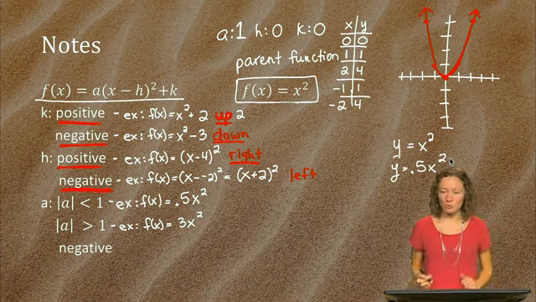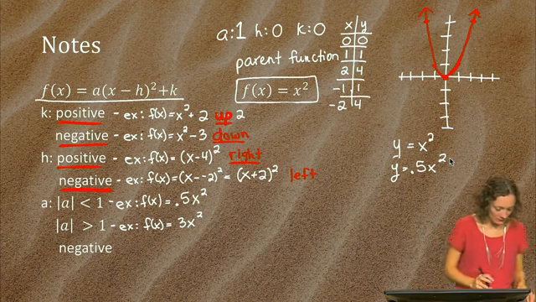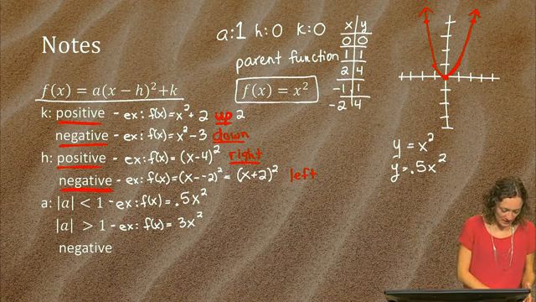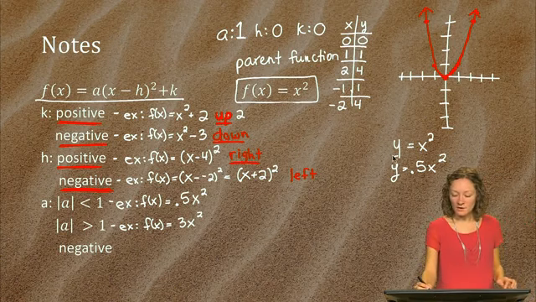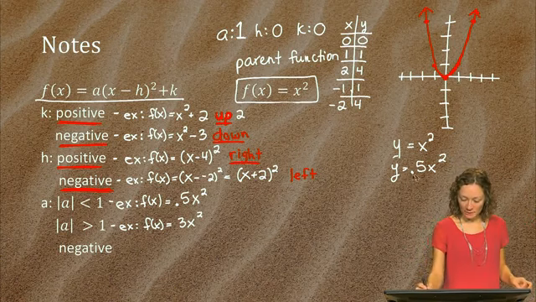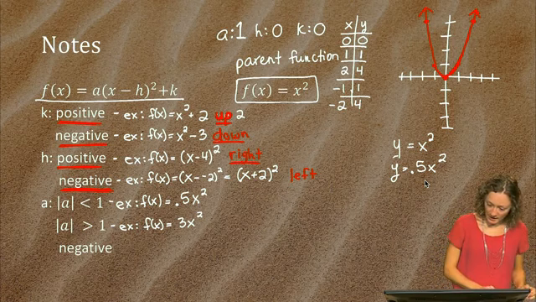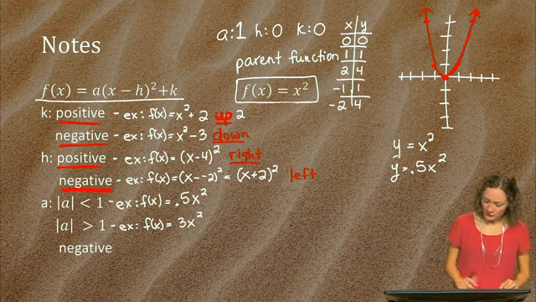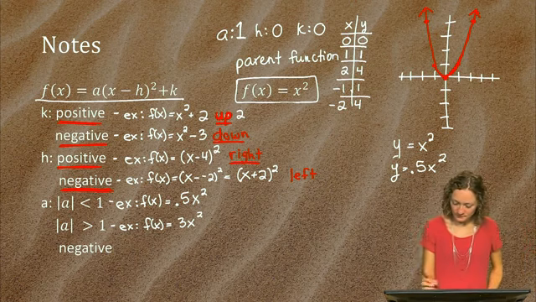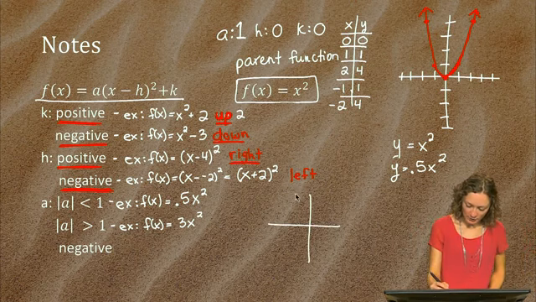0.5x squared. No parentheses there because that number is on the outside. So back on your y equals screen, you still have y equals x squared typed in. Now we're going to type in 0.5x squared for our second graph. 0.5x squared. And then look at the graph. I'll do a quick sketch here.